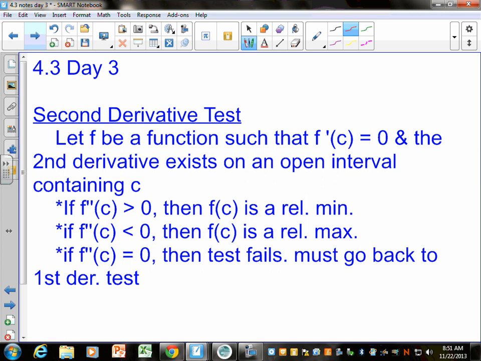But it says let f be a function such that the derivative at c equals 0. So notice that means that c is a critical point. Right? That's what this means.